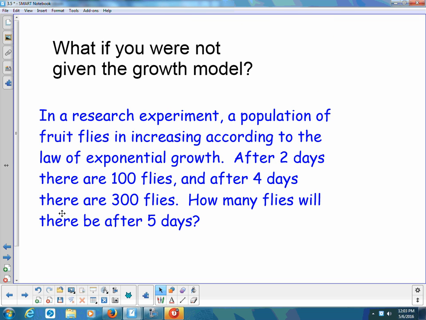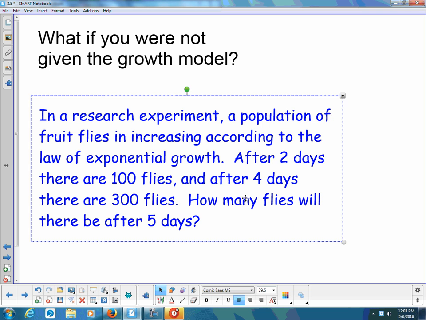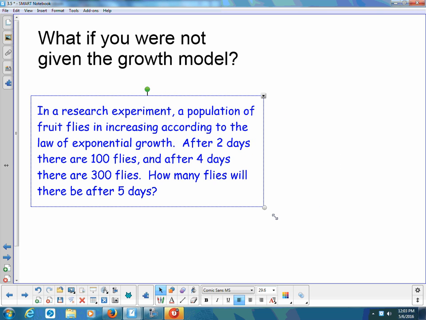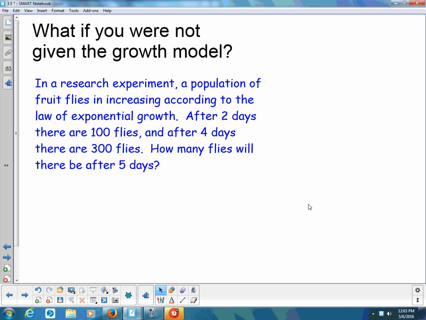Okay, so let's take a look at a different type of problem. This one, you're not given the growth model, and this one's not on your gift, so you have to take some notes. In a research experiment, a population of fruit flies is increasing according to the law of exponential growth. After 2 days, there are 100 flies, and after 4 days, there are 300 flies. So how many flies will there be after 5 days?